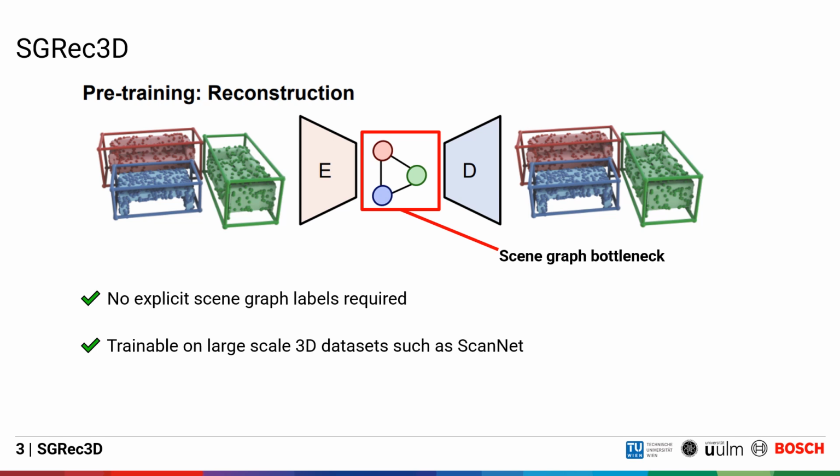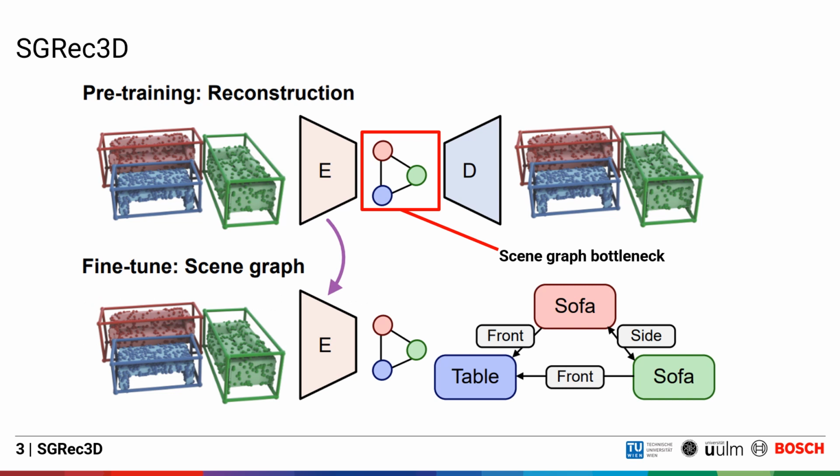First, the network can be trained without any scene graph labels, and second, this makes it possible to pre-train our network on a large-scale 3D dataset, such as, for example, ScanNet. To predict 3D scene graph labels, we can then fine-tune the encoder part of our network on a comparably small dataset to predict 3D scene graphs with the desired object and relationship labels.